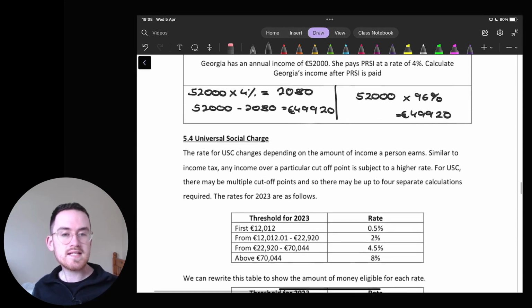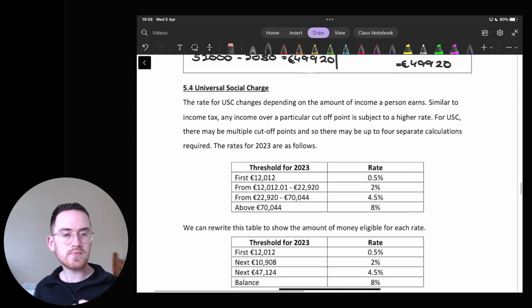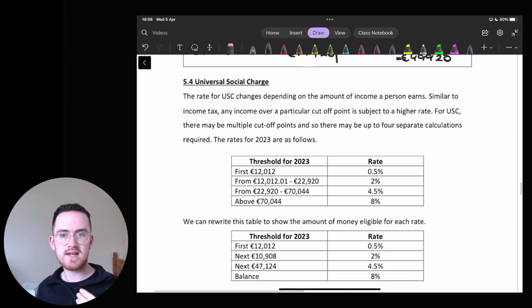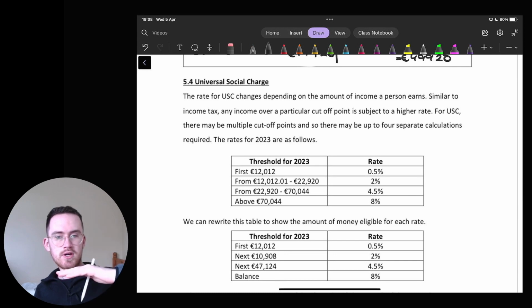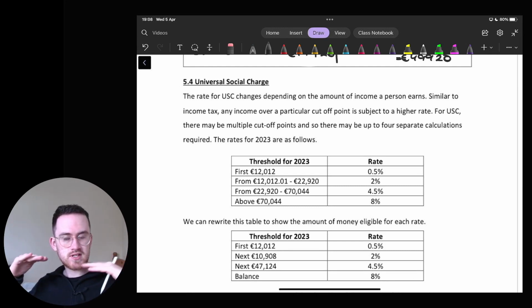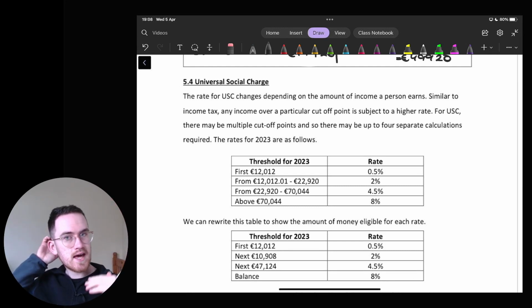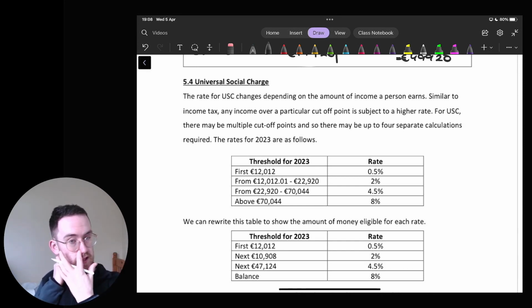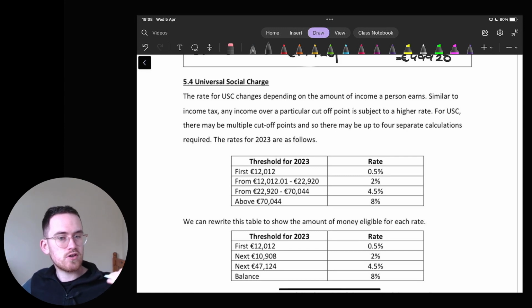Okay, USC, Universal Social Charge. The rate for USC changes depending on the person's income, and it's similar to income tax in that up to a certain amount you're paying a certain rate, and then on anything over that amount your rate changes. So it's not that depending on your income you'll pay everything at a certain amount. Your income's going to be split up into the different bands, and you have to look and see how much is going to be included in each band. And the rates for USC can change from year to year, so generally it's important to make sure that you're looking at the question to see what they've told you that it is.